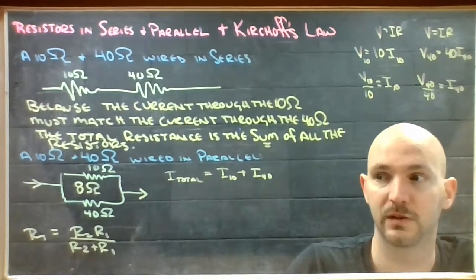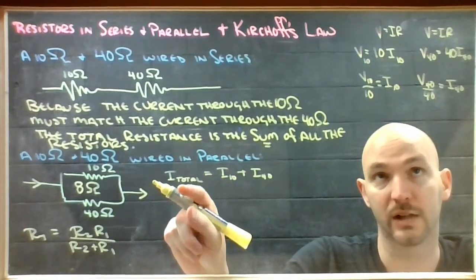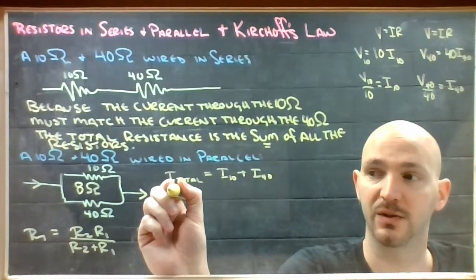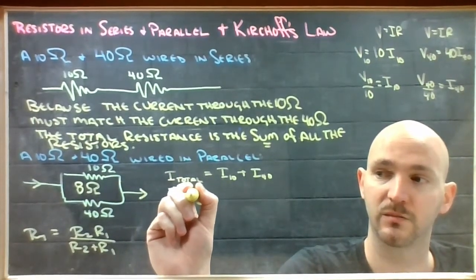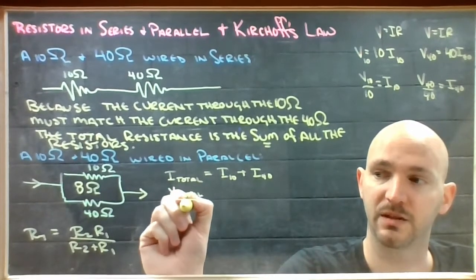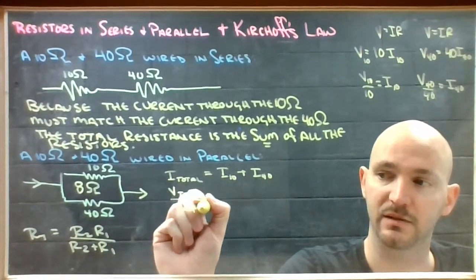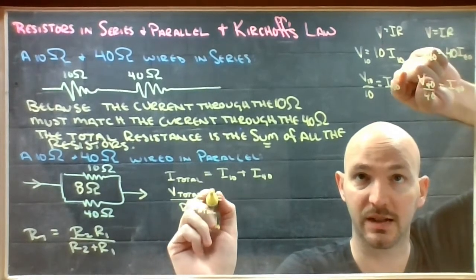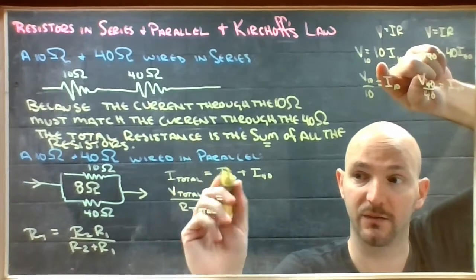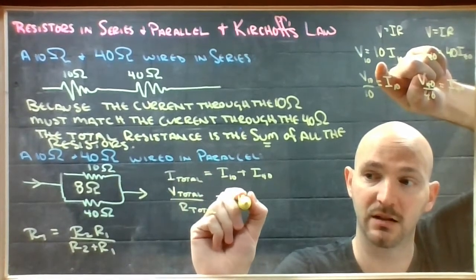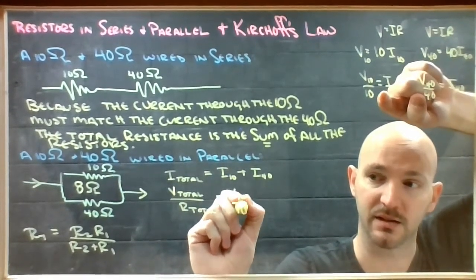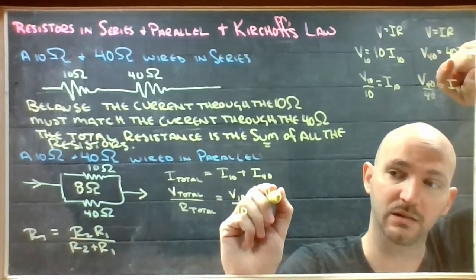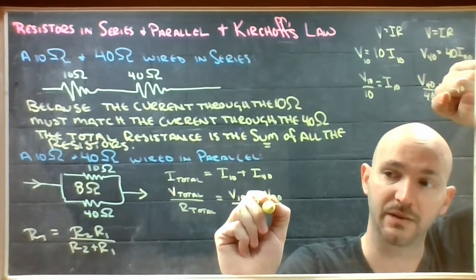So, fine. The total current, if I rearrange Ohm's law, is voltage divided by resistance. So the total voltage divided by the total resistance would equal, well, there's the expression for the current through the 10. It's the voltage experienced by the 10 divided by the resistance plus the voltage experienced by the 40 divided by 40.